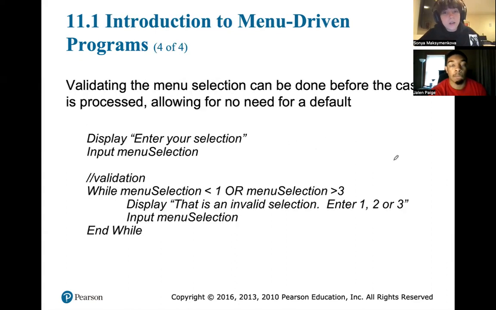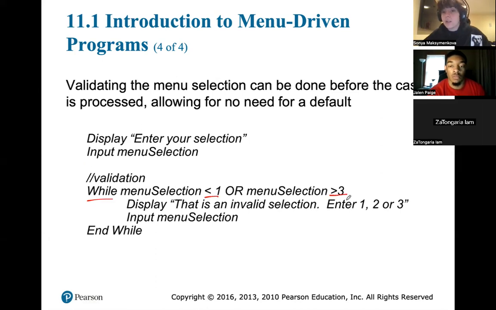You can also validate the user selection before the user even types anything, and you can do that with a loop. In this case, we're using a while loop. While the menu selection is less than 1 or the menu selection is greater than 3, we're going to display that this is an invalid selection, and then we're going to ask the user to input the selection again. This loop will run until the user enters 1, 2, or 3. So if the user types anything that is outside of those 3 numbers, we're going to keep telling them that this is an invalid selection and they need to choose a different number to type for us.